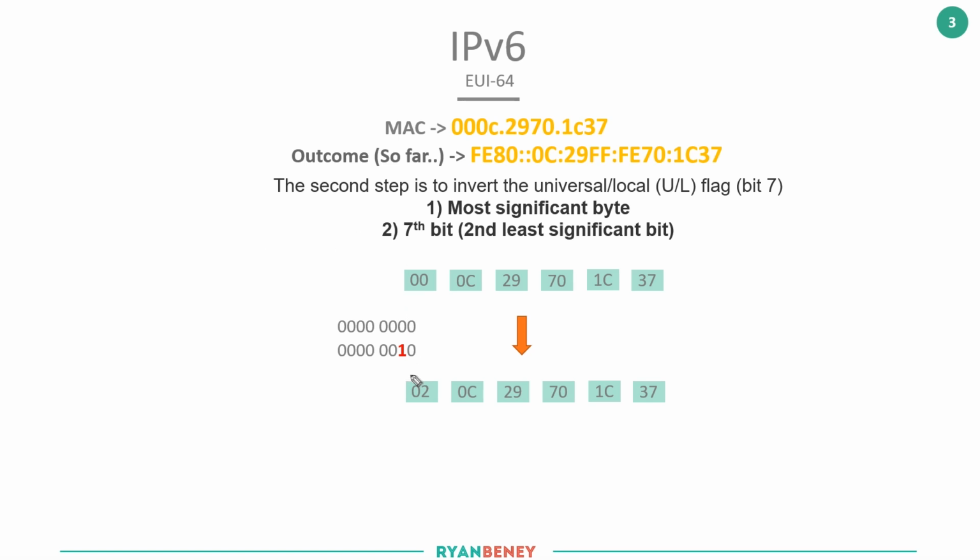So notice that the second character in the first byte is now a 2, and then we need to put the FFFE back into it. So our complete outcome is this.